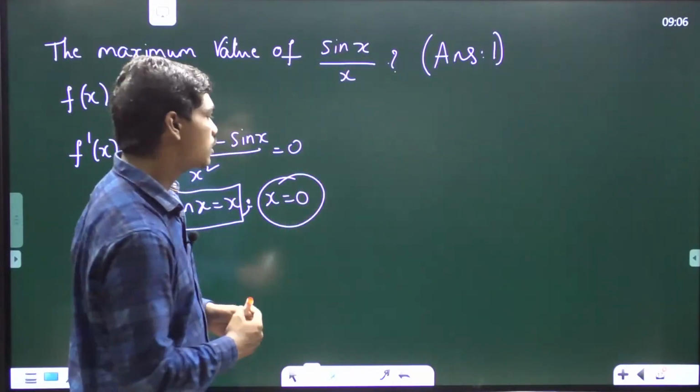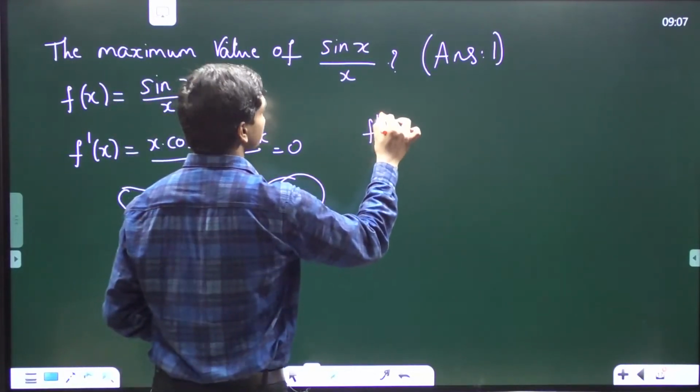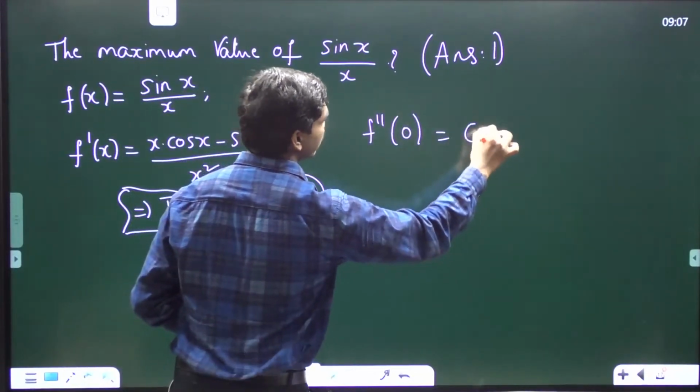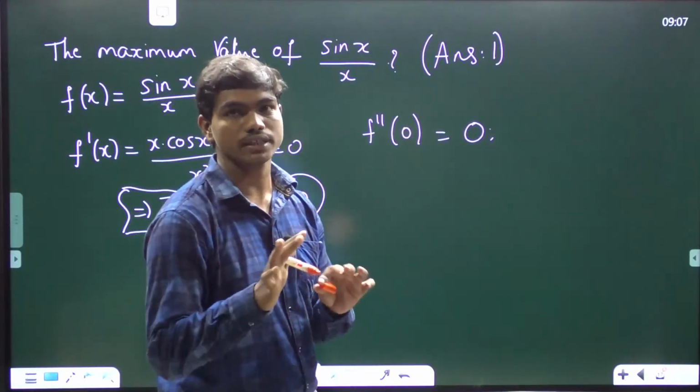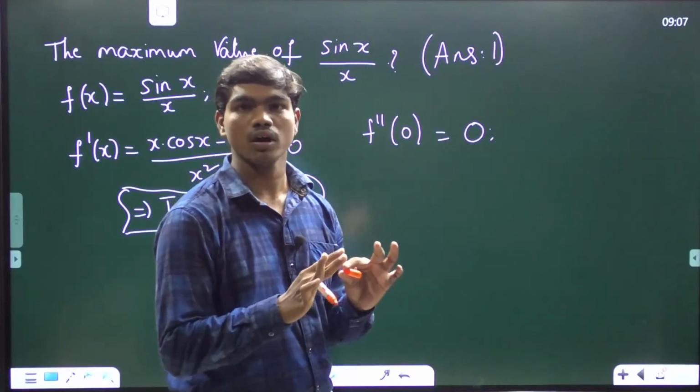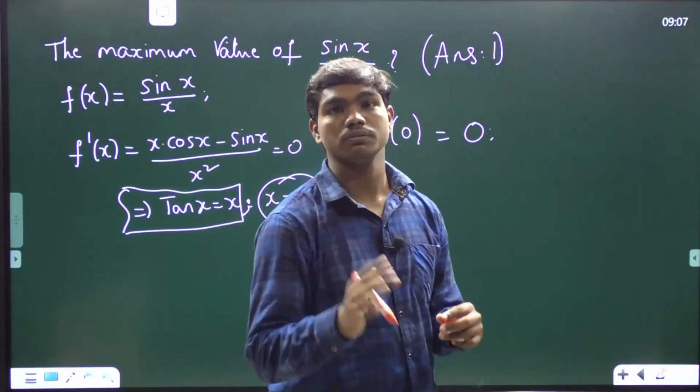First derivative is 0. So if you calculate f double dash of 0, you can try if you want, you will be getting 0, which means your second derivative test fails. You can't tell whether there is a maximum or minimum.